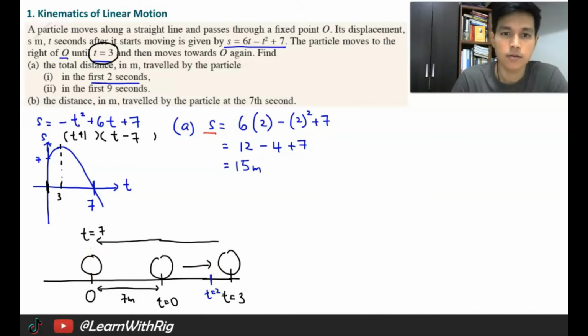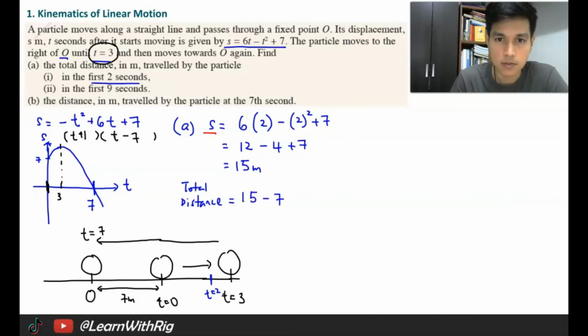Clear? Okay, so let me write here. So the total distance is 15 minus 7, so 8 meter. Clear? So question I, the first one, is 8 meter. So what about the second one?